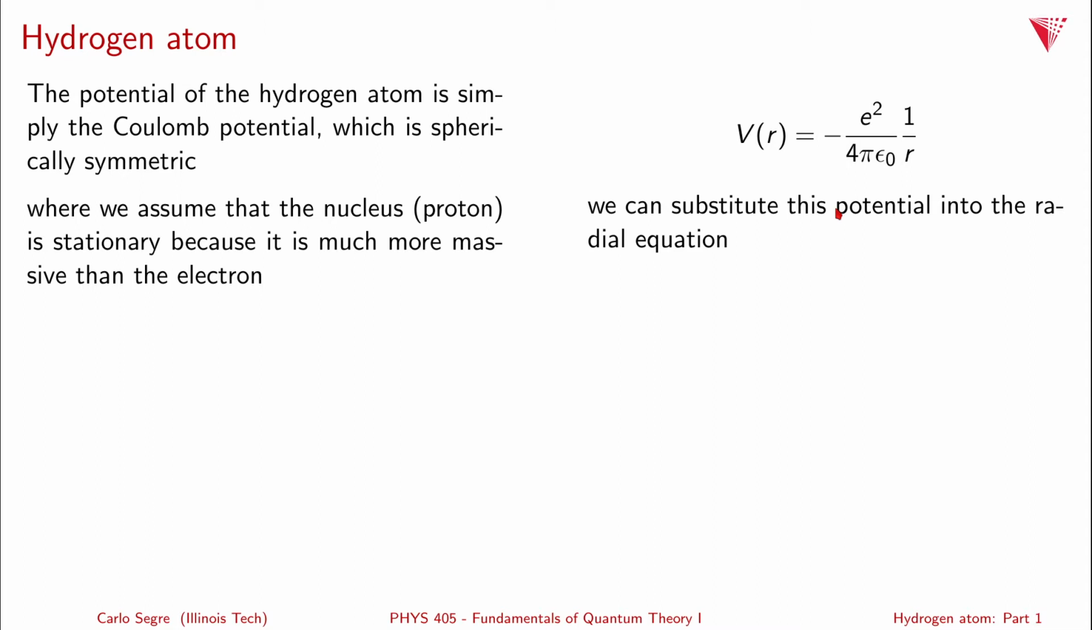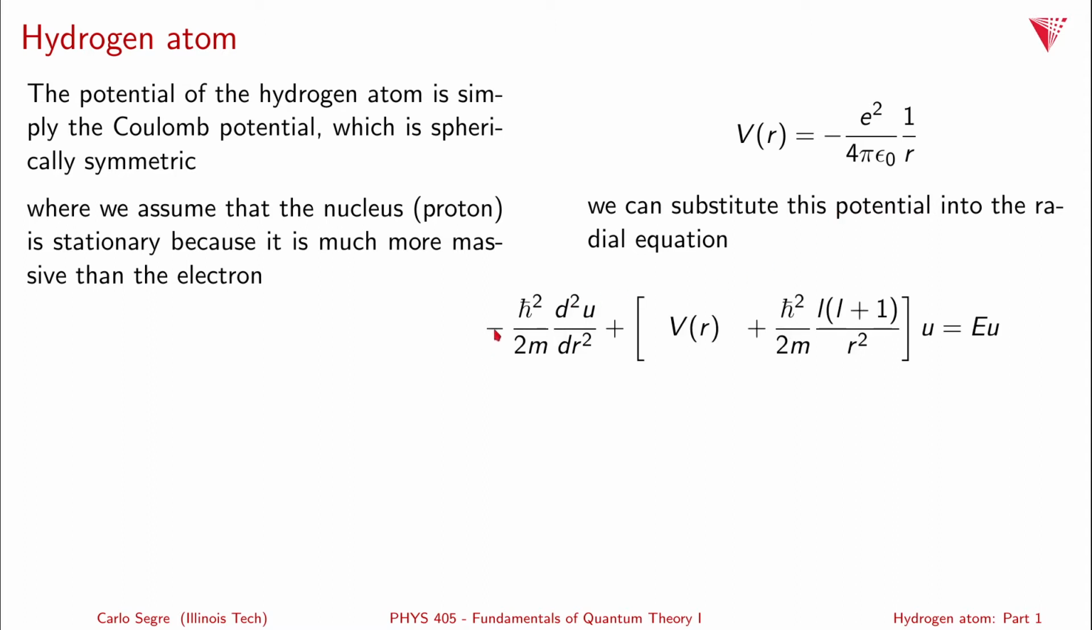We can now substitute this potential into the radial equation for u, which we developed in the last video. So minus h bar squared over 2m d squared u dr squared plus the quantity V of r plus h bar squared over 2m times l(l plus 1) over r squared, all times u, is equal to E times u. Well, the potential is now the Coulomb potential. When we put that in, we get a minus e squared over 4 pi epsilon naught times 1 over r here.